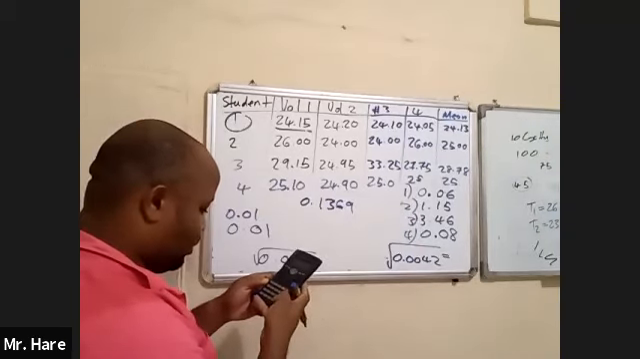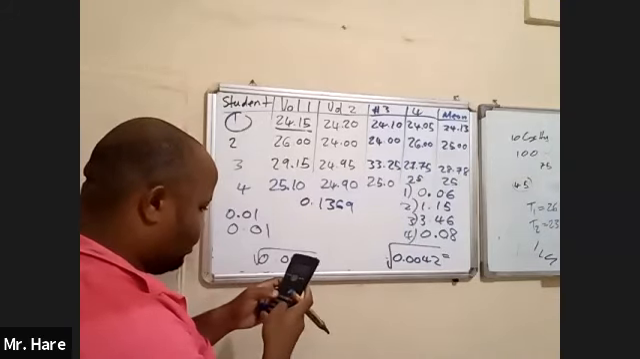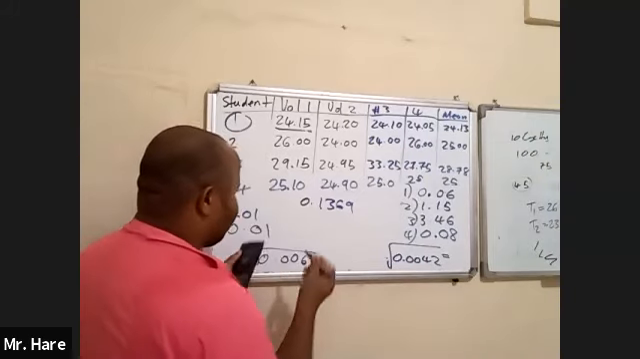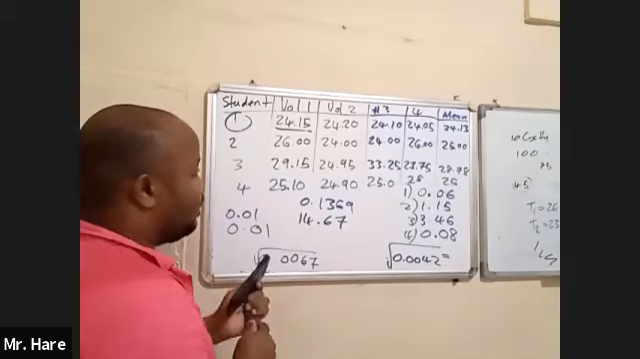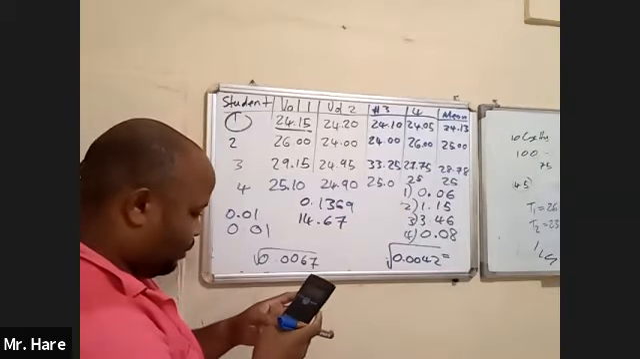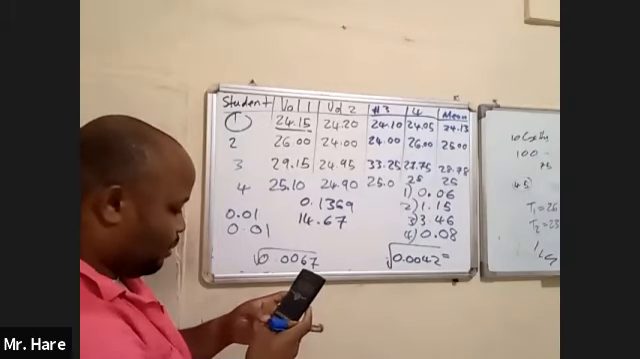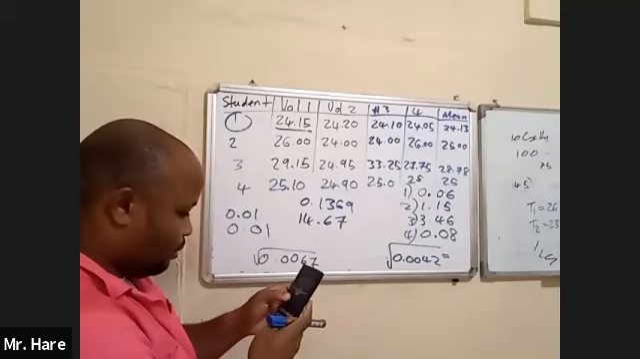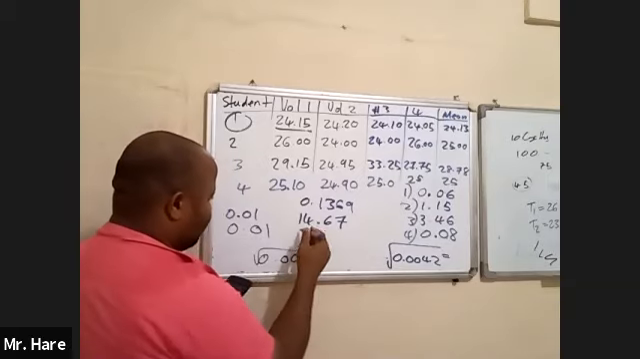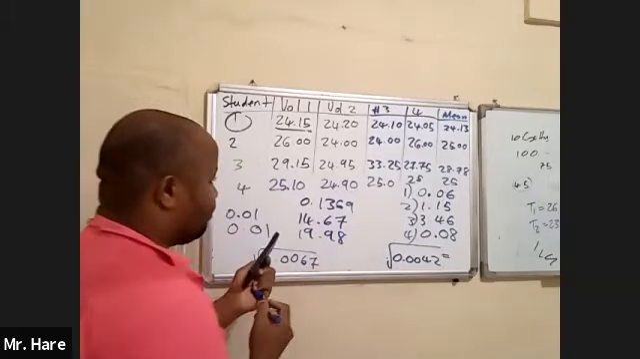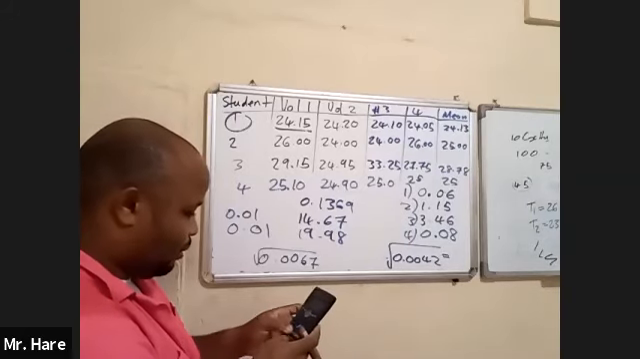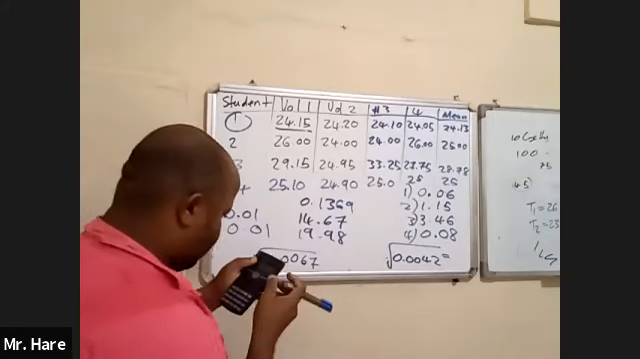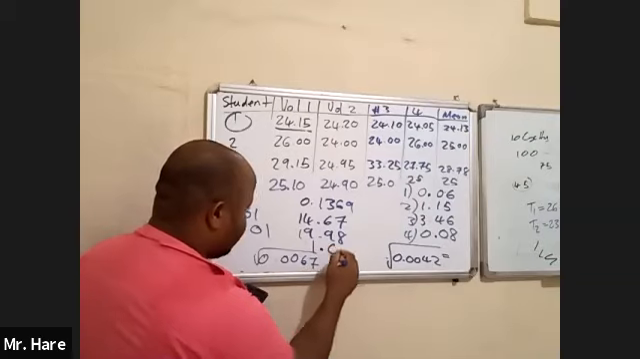24.95 minus 28.78, right, 14.67. That's for the 24.95, and then 33.25 gives 19.98. And for this one, 1.06.